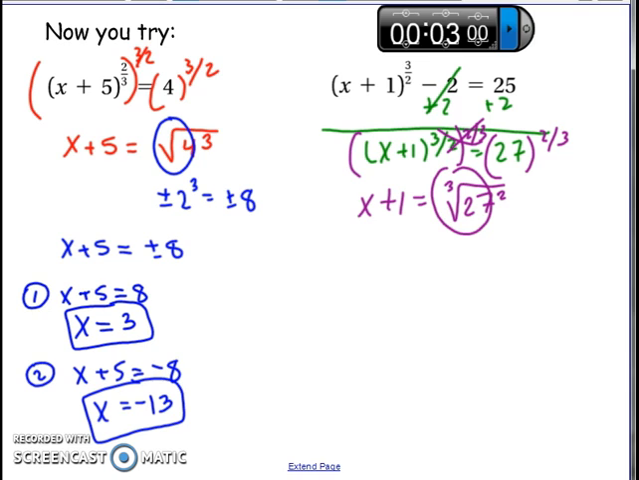So the cubed root of 27 is going to be 3, and then squared is 9. So x plus 1 equals 9. There's no plus or minus since the index is odd, and now x equals 8.